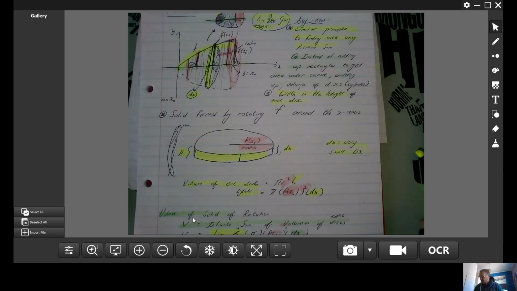Righty, so that is an explanation, if it made some kind of sense, of the volumes of revolution.